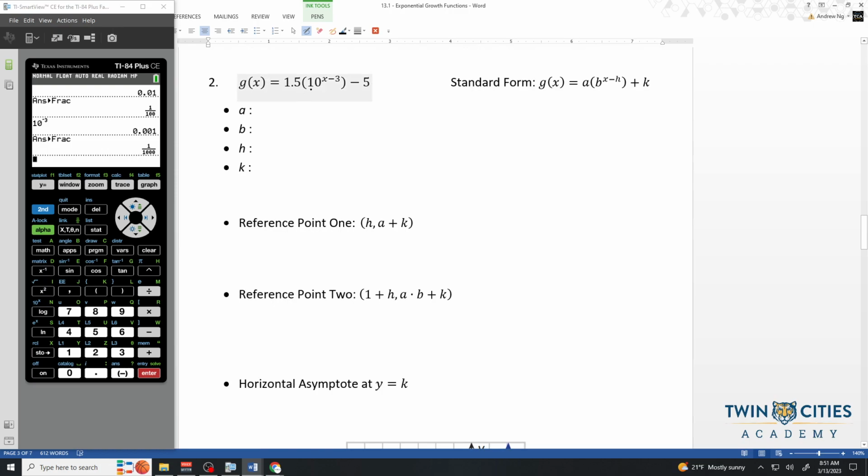1.5 times 10 to the x minus 3, and then I've got -5 here. All right, a is 1.5. B, so this base is 10. H is 3. Remember that it's x minus h, so not -3, x minus 3. H is 3. And then k is -5.